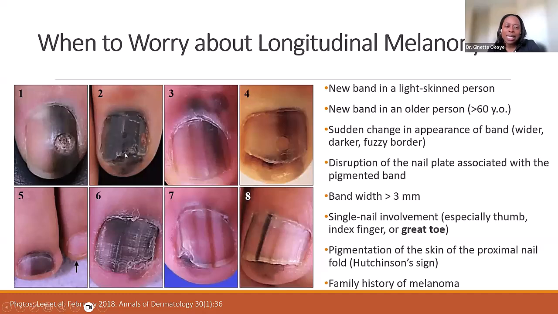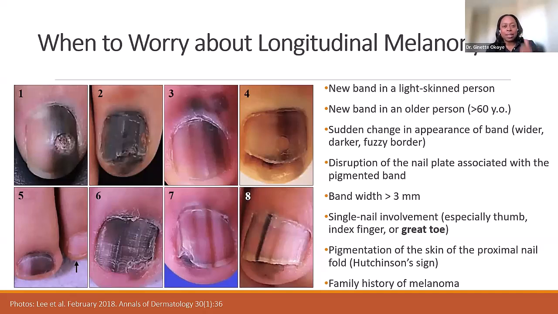Think like this nail, number 2. You see how the nail plate is jagged, it's disrupted. Here again, this patient, the nail plate is starting to be disrupted. If that occurs together with a longitudinal melanonychia, that's also concerning because again, something is going on in the matrix, that maybe it's a tumor in the matrix that's disrupting the matrix's ability to create that nail in a regular fashion. If the band is greater than 3 millimeters, I would worry about that as well.